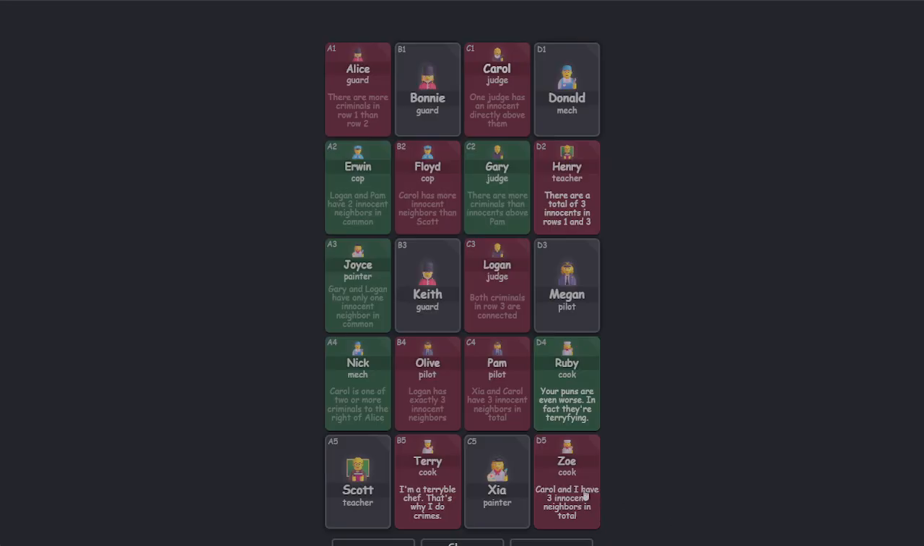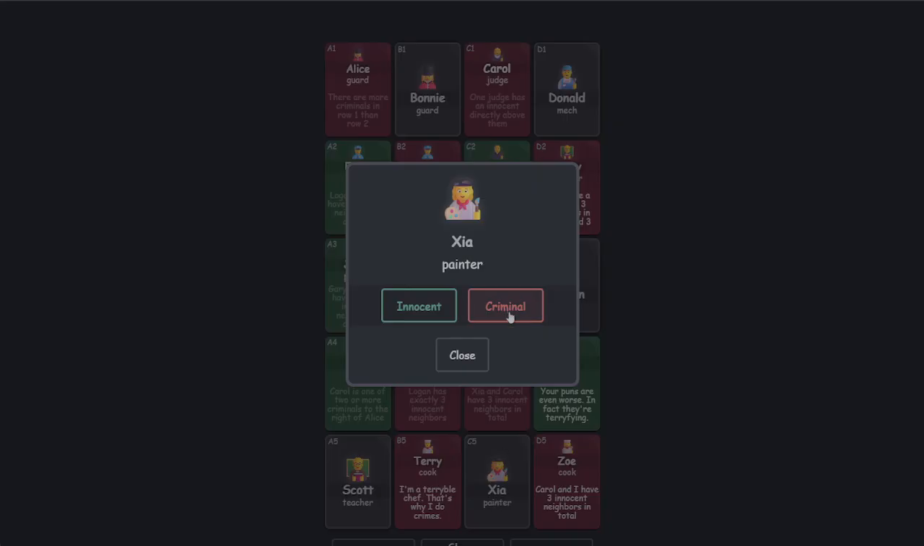Carol and Zoe, I guess, have 3 innocent neighbors in total. So Ruby's 1. Carol has 2. So that's a total of 3, which means Zia is also a criminal.